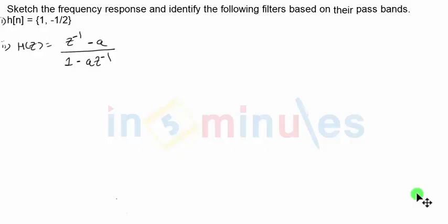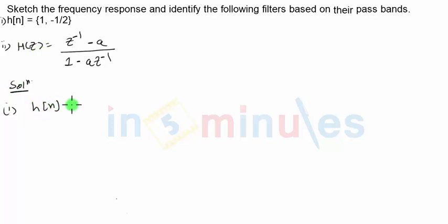In this video clip, we will do one numerical based on frequency selective filters. The question says: sketch the frequency response and identify the following filters based on their pass bands. So there are two filters given. For the first filter, they have given us the unit sample response, which is h of n. And for the second filter, they have given the transfer function or system function, which is h of z. So let's do this one by one.